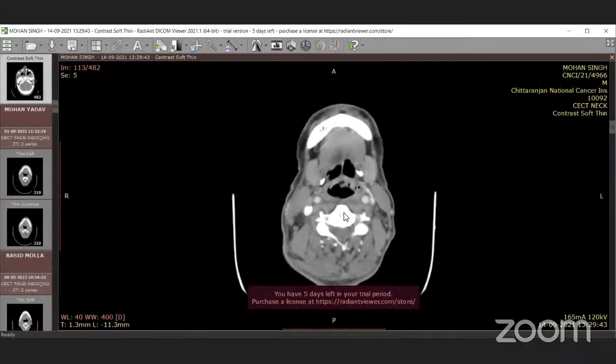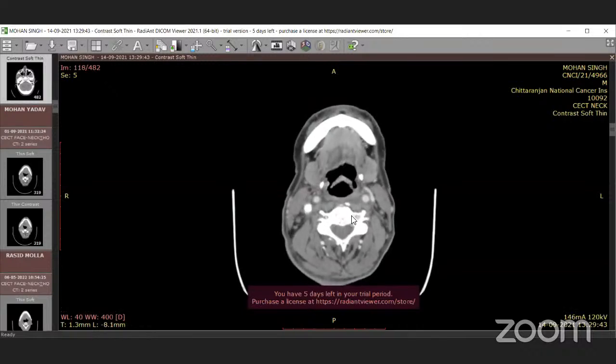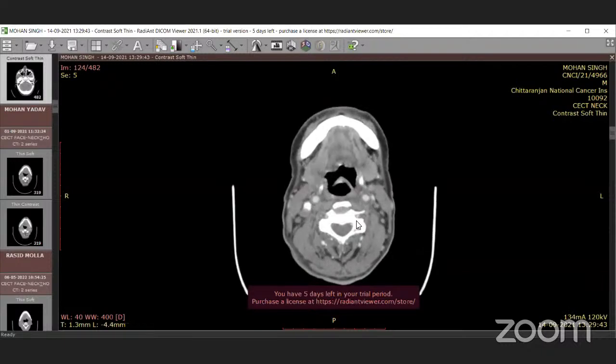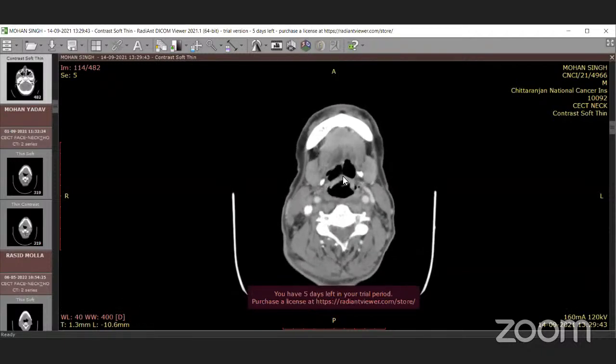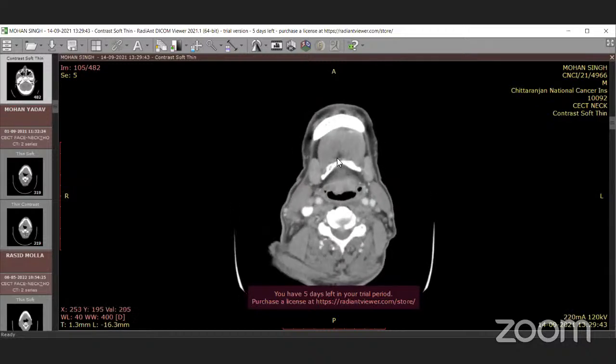So I think we were stuck at the question of defining the extent of the larynx. So this is the epiglottis, and this is the free margin of the epiglottis. And when it fuses with the hyoid bone, just give me a second.